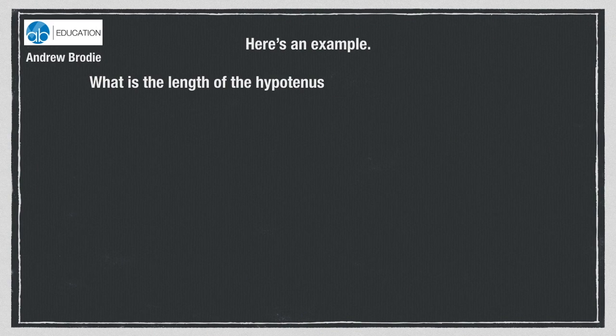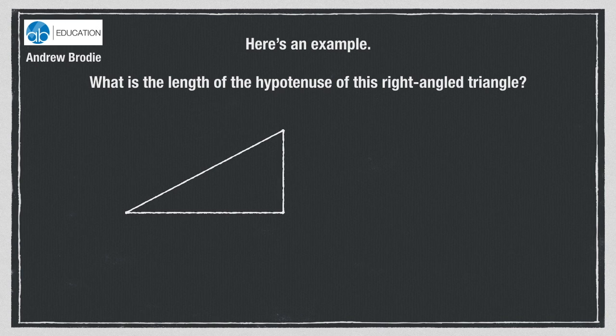Look at this example. We can see that we've got a right-angled triangle, so we can use Pythagoras. We can see that one of the short sides is 5 centimeters long, and the other is 7 centimeters. We know that h squared equals a squared plus b squared, so that's 5 squared plus 7 squared.